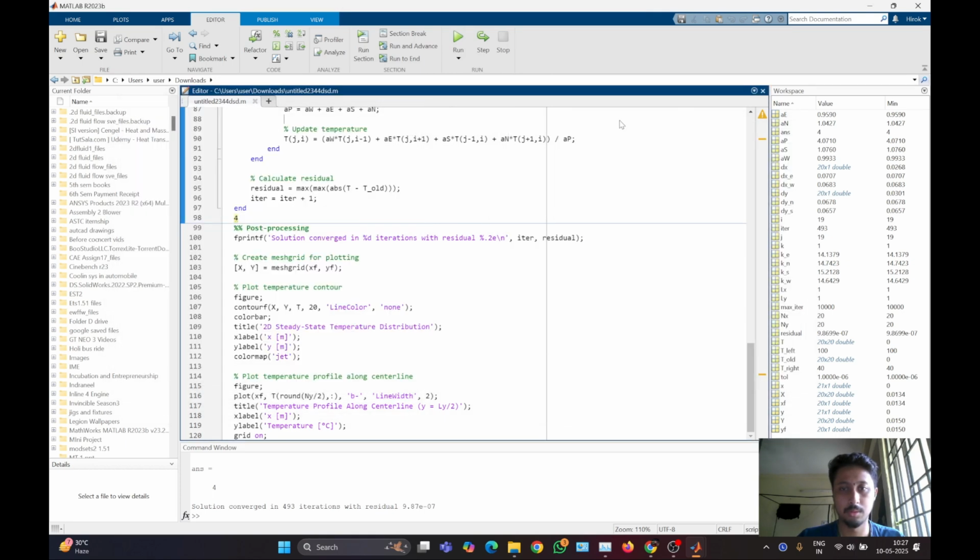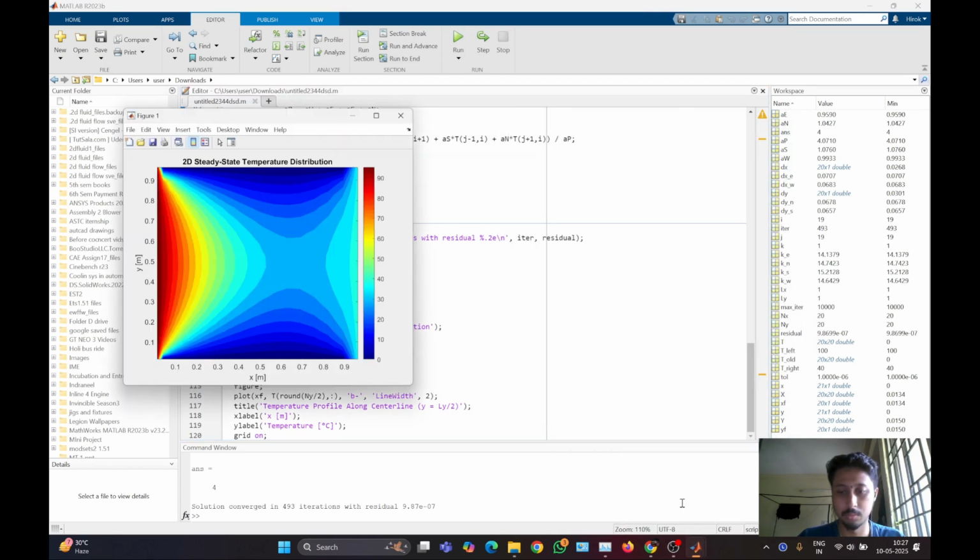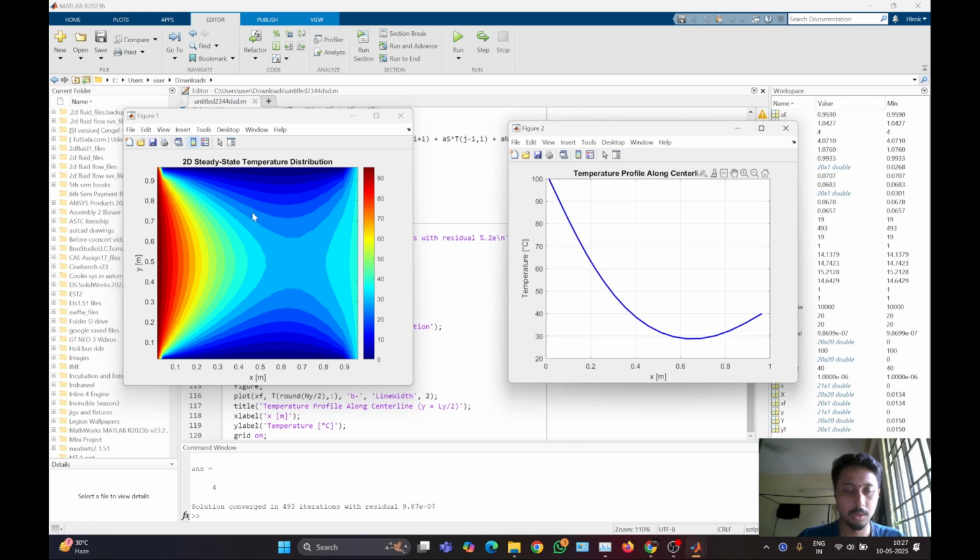This is the variation. This is the temperature distribution of our results, and this is the graph of our temperature profile along the center line. Along the center line with points.